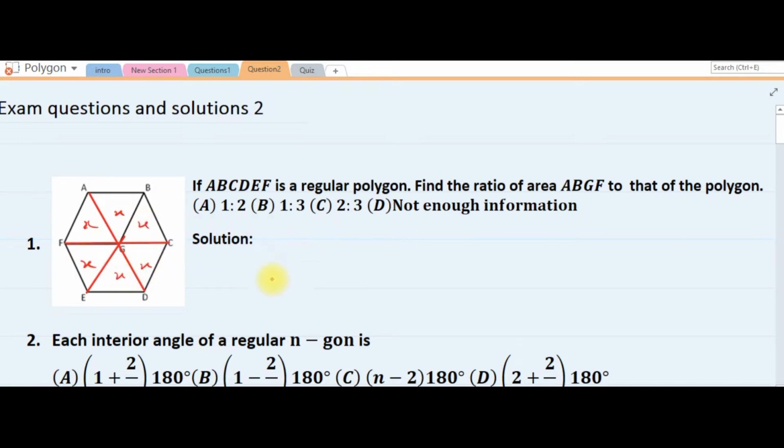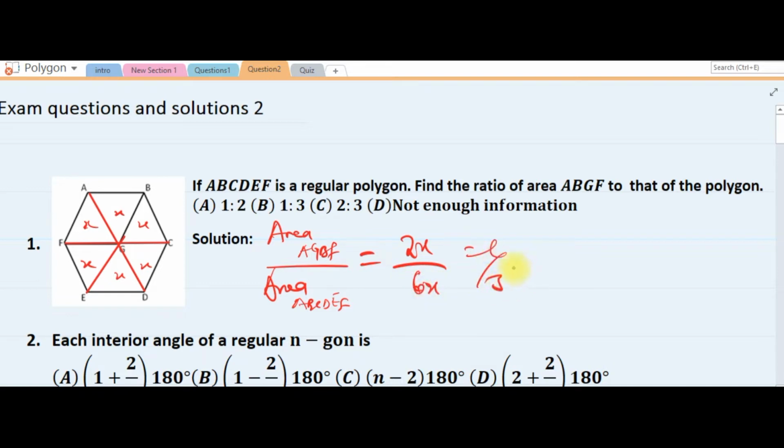So the total area for the polygon is 6x. We are asked to find the ratio of area ABGF over area ABCDEF. From here I notice that ABGF is 2x, while the total area of the polygon is 6x. So we have 1 over 3. So the answer is B, 1:3.